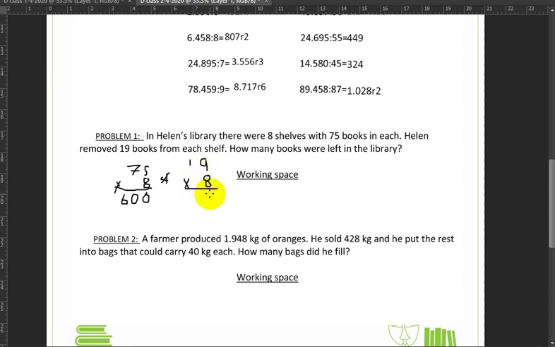Eight times 9 would give me 72. And I write 2 and carry 7. Let's say 8 times 1 makes 8 plus 7 that I carry over makes 15. So she removed a total of 152 books. And then I would do 600 take away 152. My result from this subtraction would be 448.